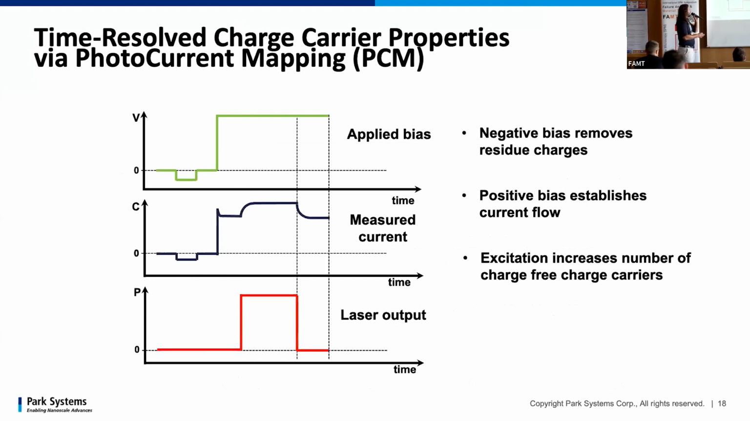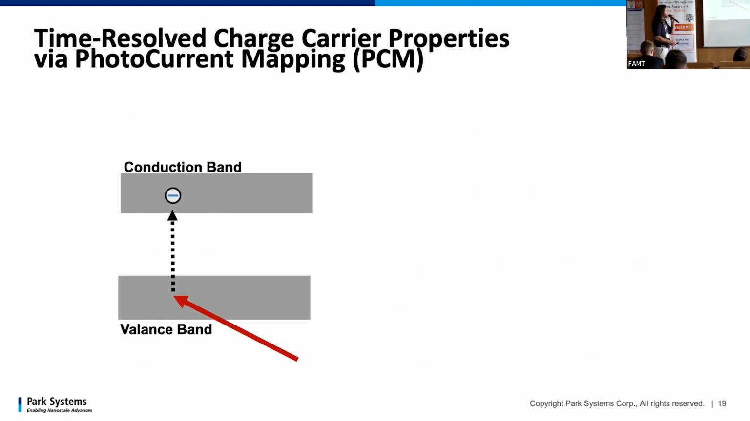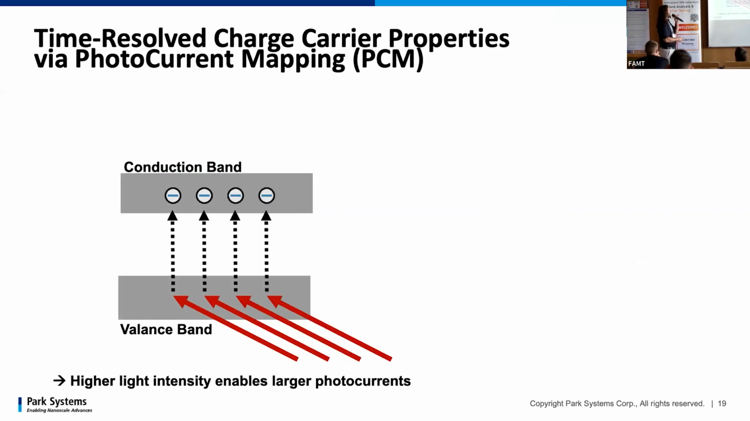When switching off the laser, this current then decays to its original level without any light, basically. And this decay already yields quite a lot of information about recombination rate, trap density, for example, and other crucially important properties. So this allows us basically to map locally in time resolved the current of different semiconductors or light-absorbing materials. However, we could also use these simply to increase the number of charge carriers by having a higher light intensity to also be able to measure very low conductive materials.